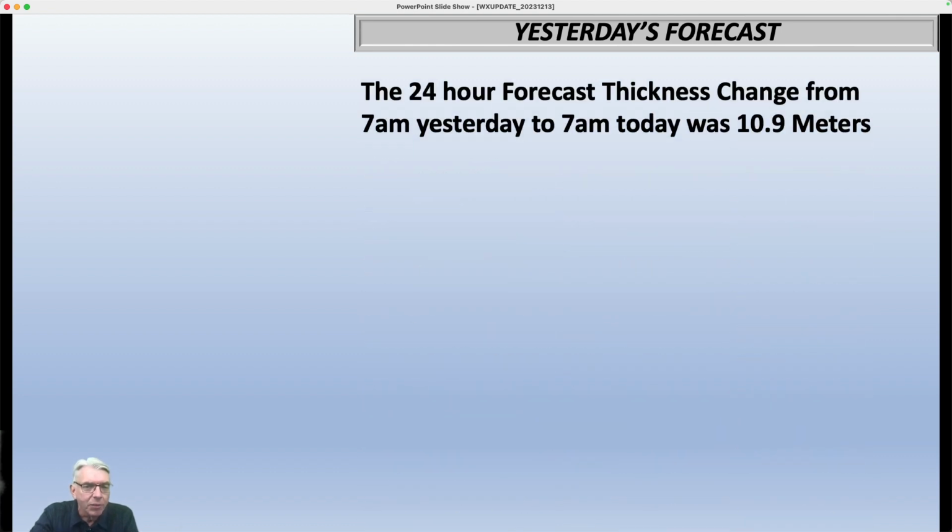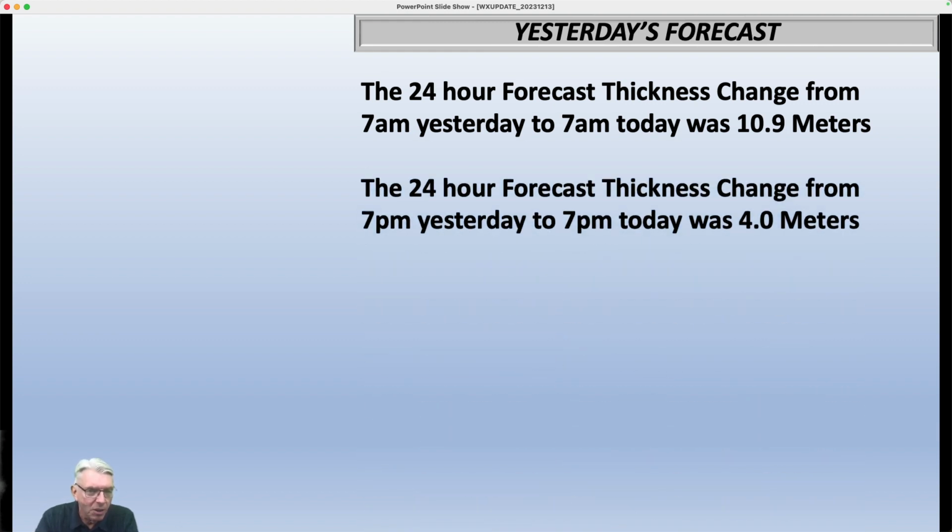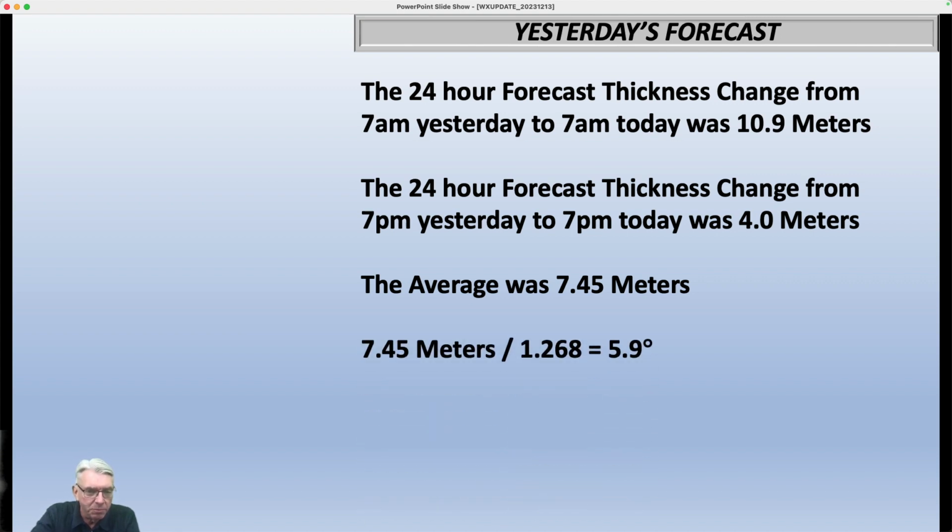Now, if we take a look at the 24-hour forecast thickness change from 7 a.m. Tuesday to 7 a.m. Wednesday, it was 10.9 meters. And the 24-hour change from 7 p.m. Tuesday to 7 p.m. Wednesday was 4.0. So I average those two, get 7.45 meters, divide it by 1.268, which is how many meters correspond to each degree Fahrenheit, and we get 5.9 degrees Fahrenheit, okay?